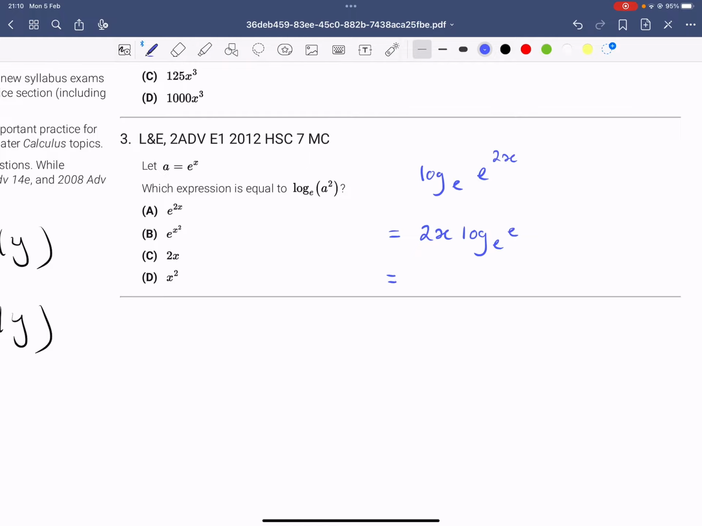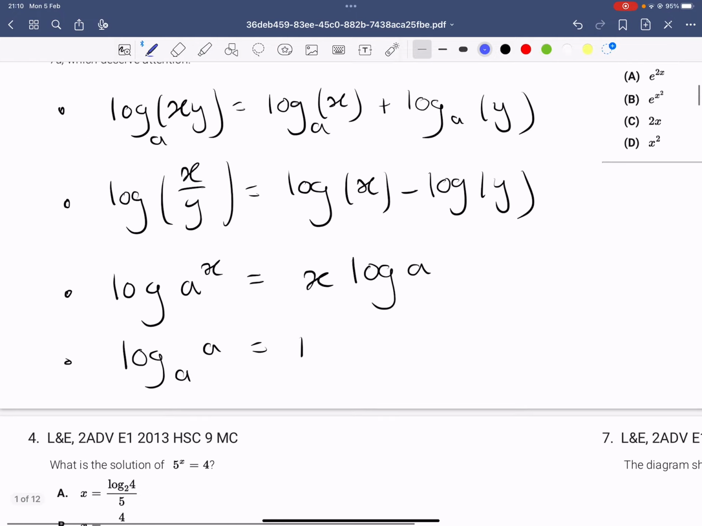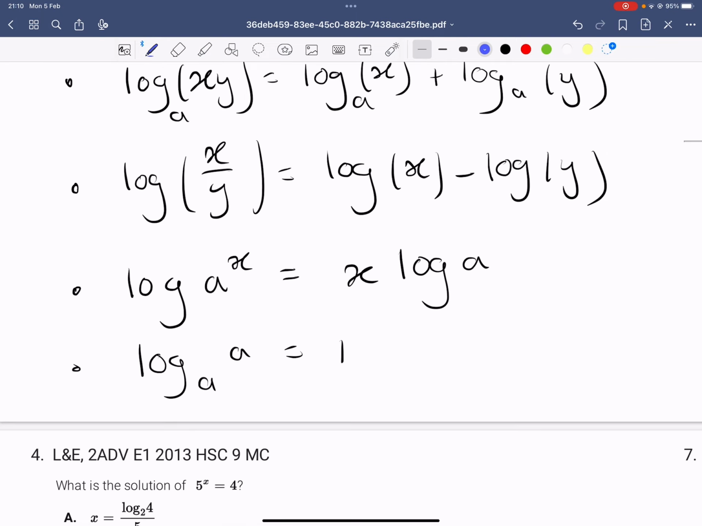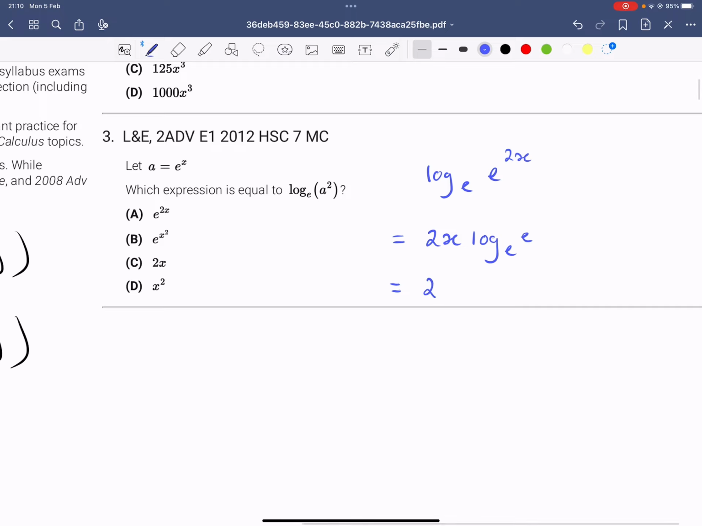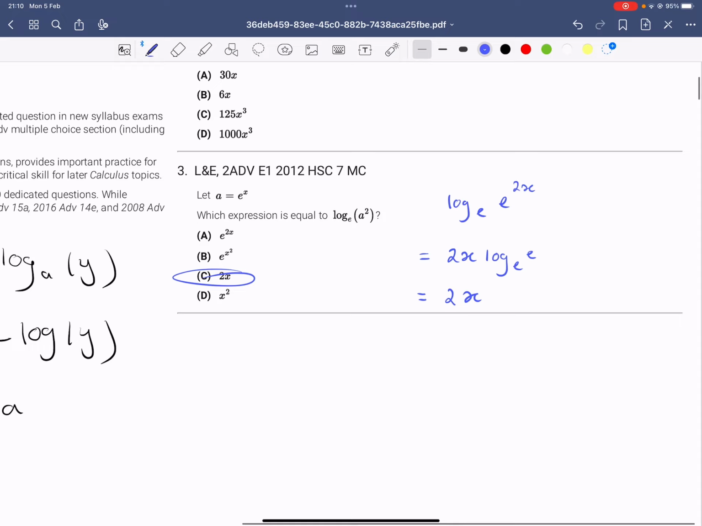Log base e of e, using that 4th rule over here, log base of itself, so if you've got the same thing here and here, it's equal to 1. So we've just got 2x times 1, so the answer is 2x.